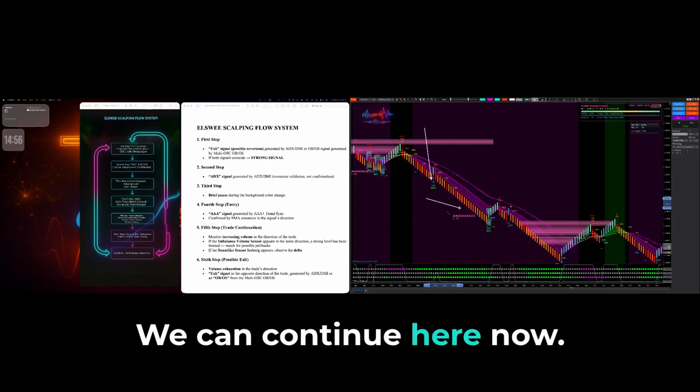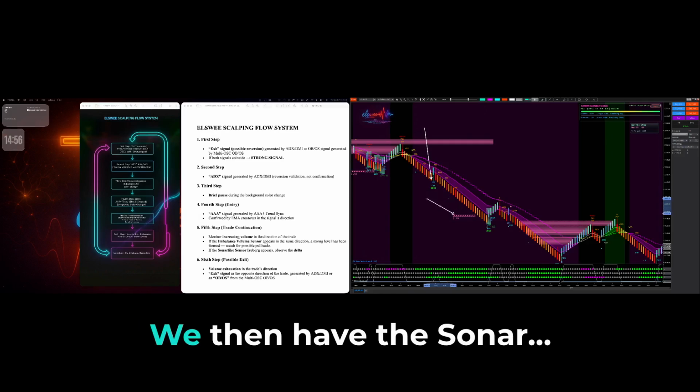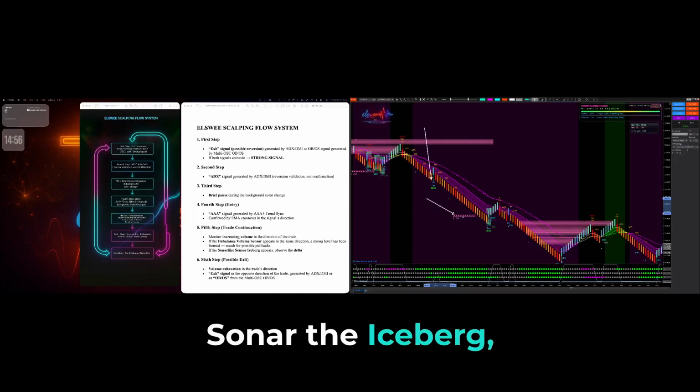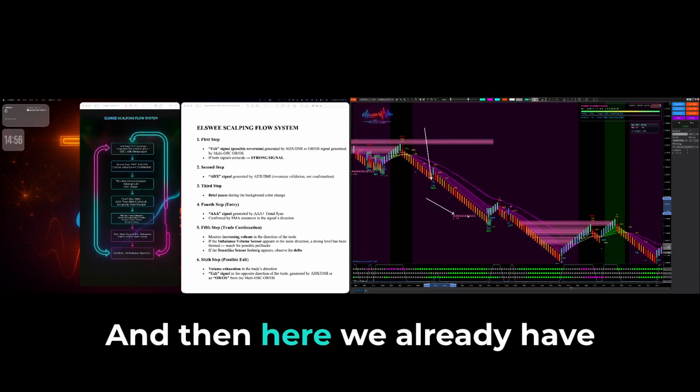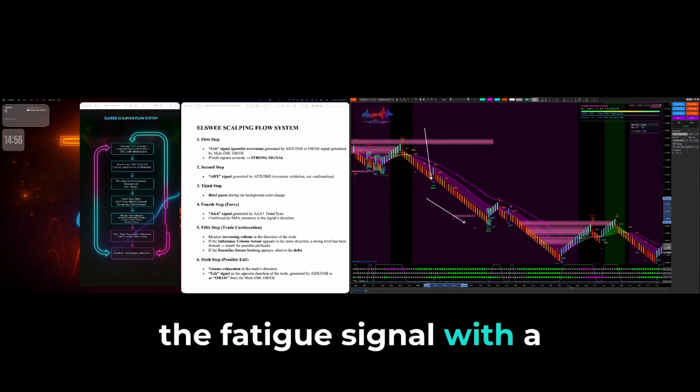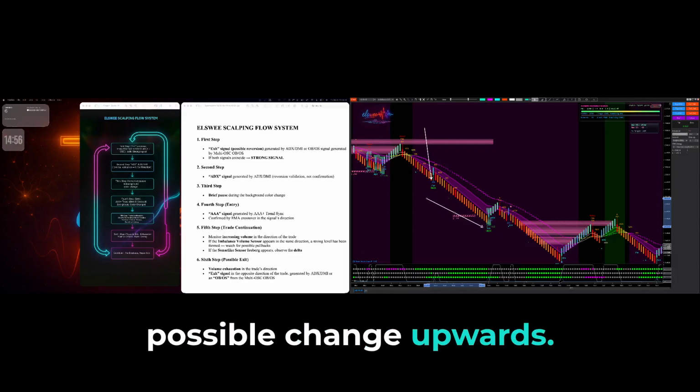We can continue here now. We then have the iceberg, which is the other indicator I use. And then here we already have the fatigue signal with a possible change upwards.